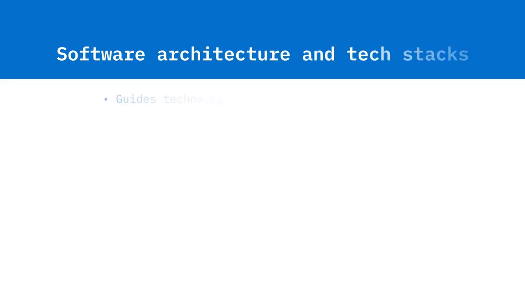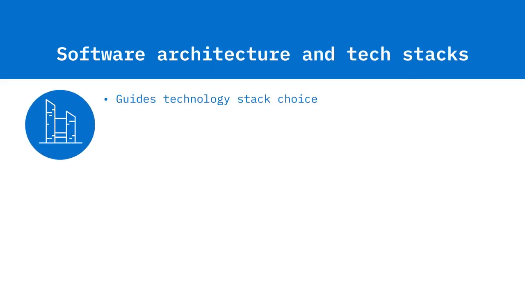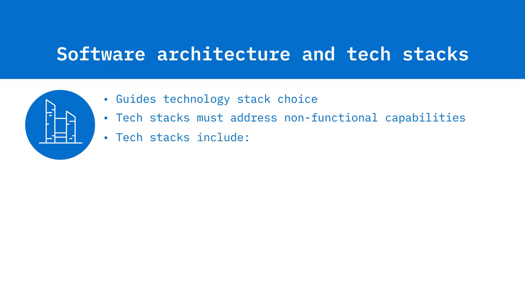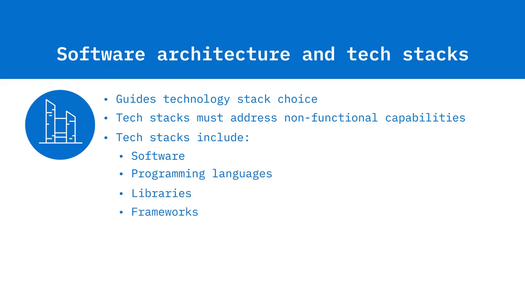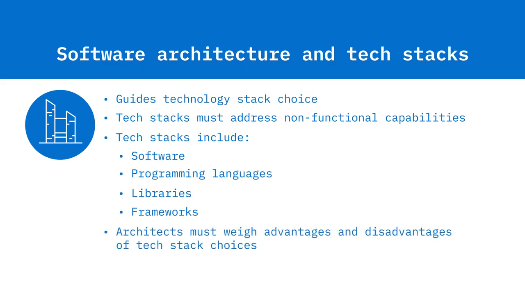Architectural design also guides the choice of technology stacks used for the system. Remember that architecture addresses non-functional capabilities, so choosing stacks that address these requirements is paramount in the design phase. Recall that a tech stack is a list of all the technologies, including software, programming languages, libraries, and frameworks that will be used to create the system. The architects must be aware of the stack's advantages and disadvantages to anticipate development needs.